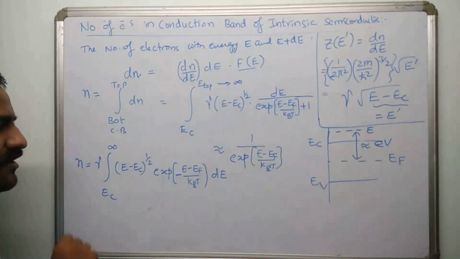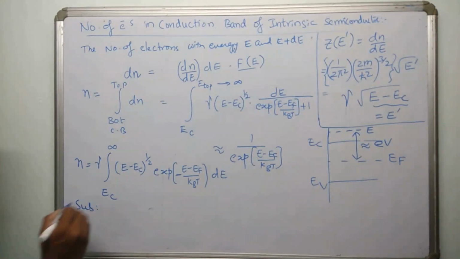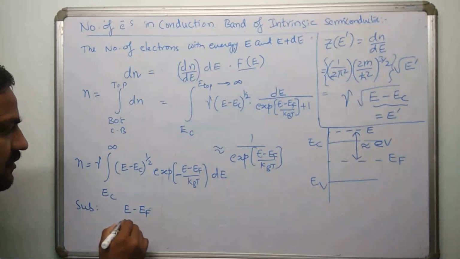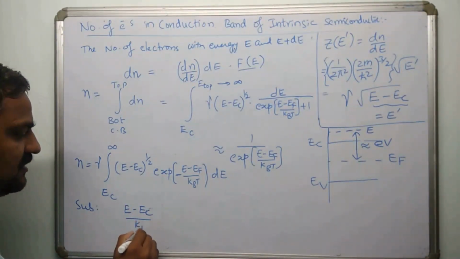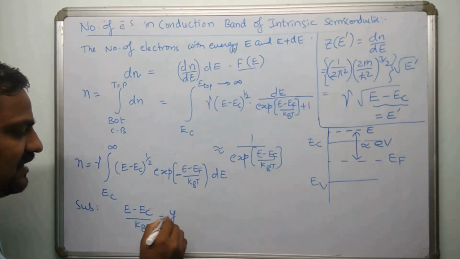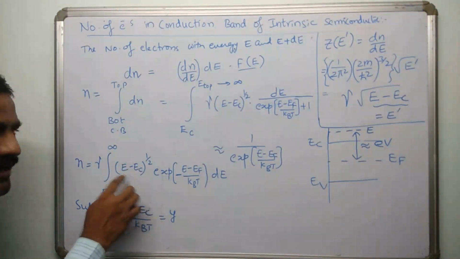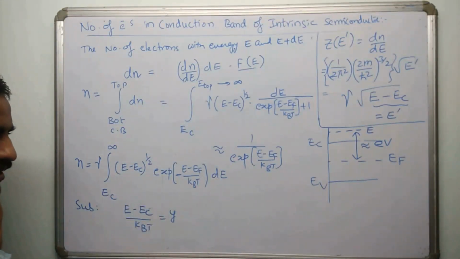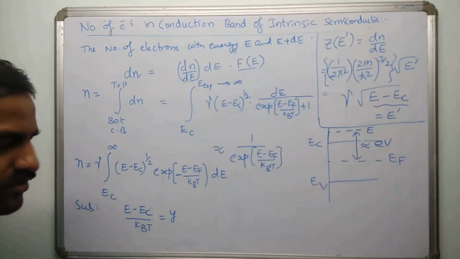So for that, what I am going to do is make some substitution. Let us take E minus EC by kBT as some y. I'll take this y as a substitution variable. You may ask, why are you taking it like this? Because I want to make it look like some x to the power n e to the power minus x, which is going to be the gamma function. So I want to make it look like the gamma function. That's why I'm doing it like this.